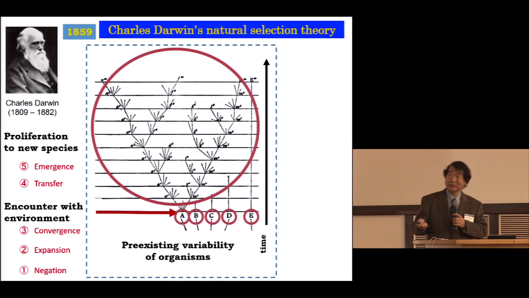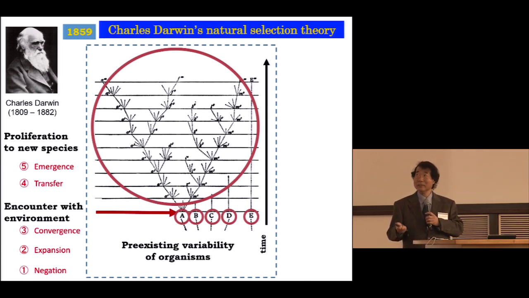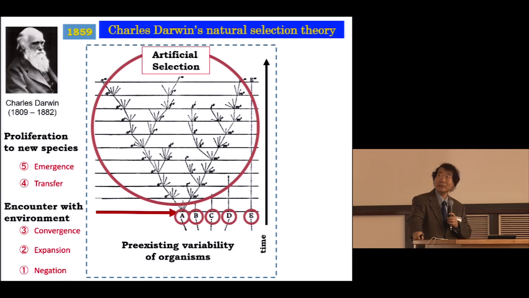There is no transfer in this diagram. This is important. But Darwin originally considered this kind of diagram at the level of artificial things. I mean, he was observing cultivated plants or domestic animals. So this is the reason why he mentioned this is artificial selection.